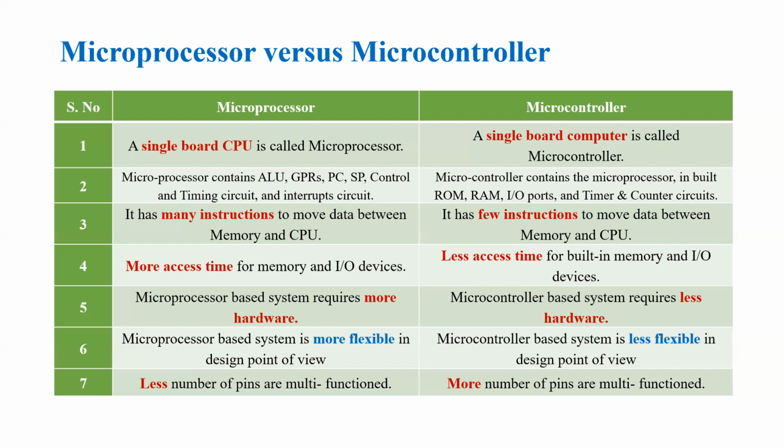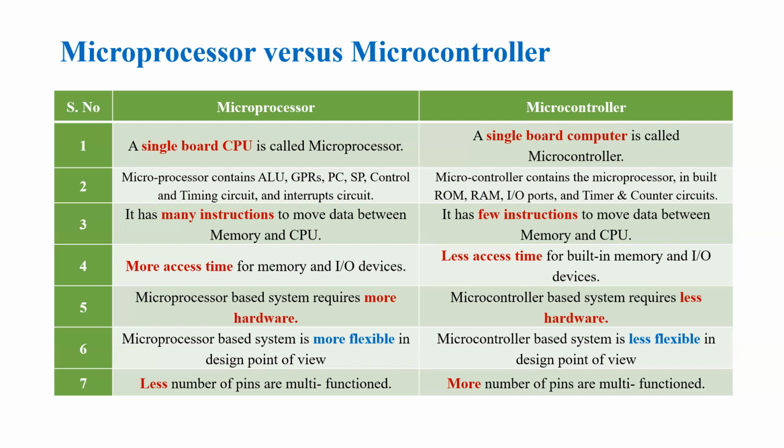Coming to the next point, more access time for memory and IO devices. The reason for the microprocessor is that your memory elements are not present on the microprocessor. And next, the IO devices, that means IO ports, are also not present on the microprocessor. So interacting with this memory and IO ports external to your processor obviously takes much more time.